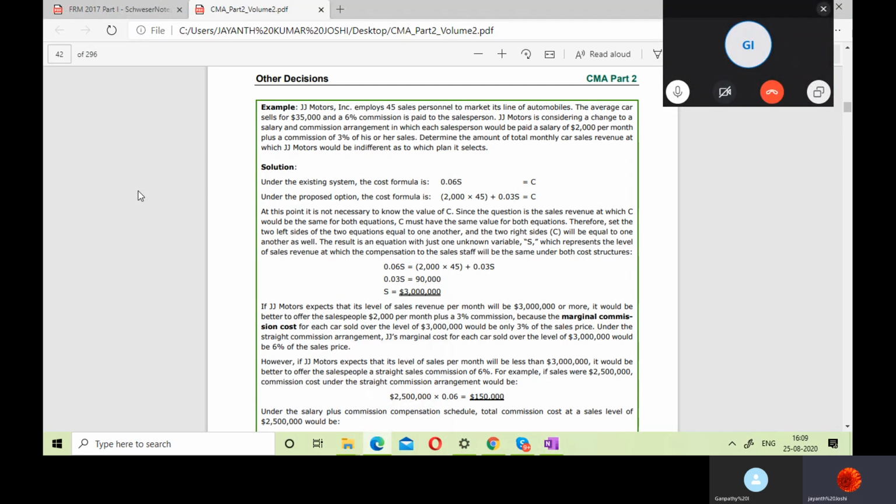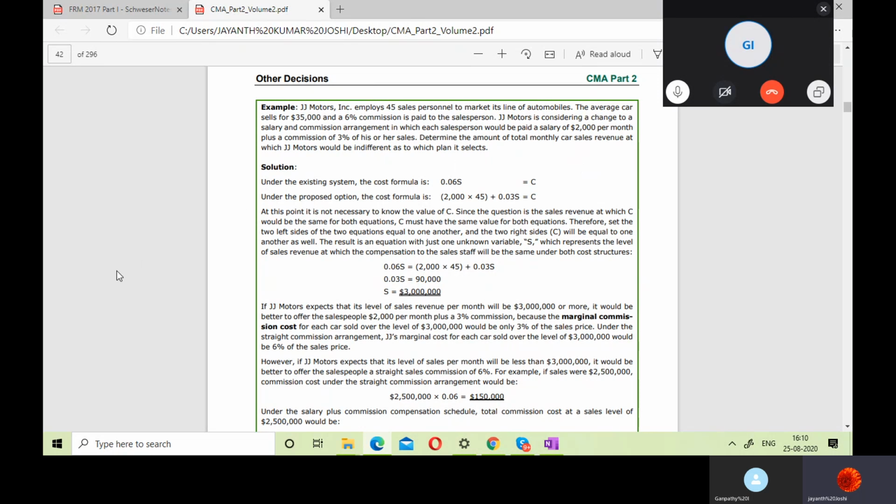Under the proposed option, the average car sells for $35,000 and a 6% commission is paid to the salesperson. But JJ Motors is considering a change to a salary and commission arrangement. They want to fix $2,000 per month as a salary and 3% as a commission, in which each salesperson would be paid a salary of $2,000 per month plus a commission of 3% on his or her sales.